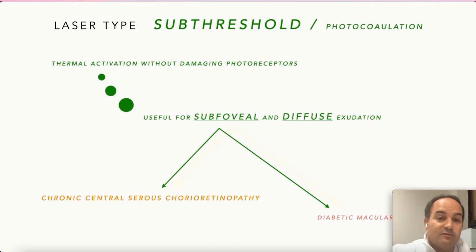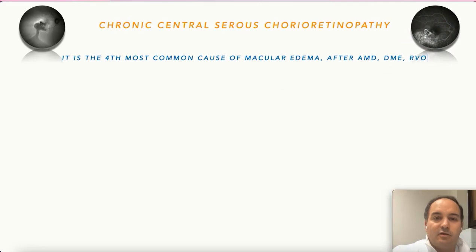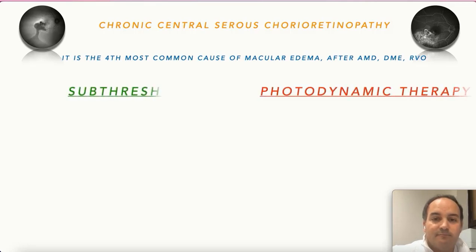And as you probably already know, you can use Navilas laser as a subthreshold laser or as a photocoagulation laser. The main retinal diseases that you're going to be treating with subthreshold laser are chronic central serous retinopathy and diabetic macular edema. Well, I'm going to focus on chronic CSCR. As you already know, it's the fourth most common cause of macular edema.